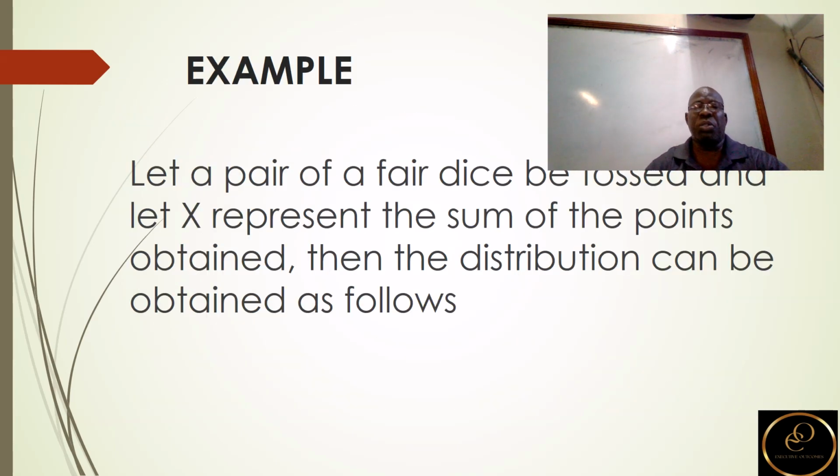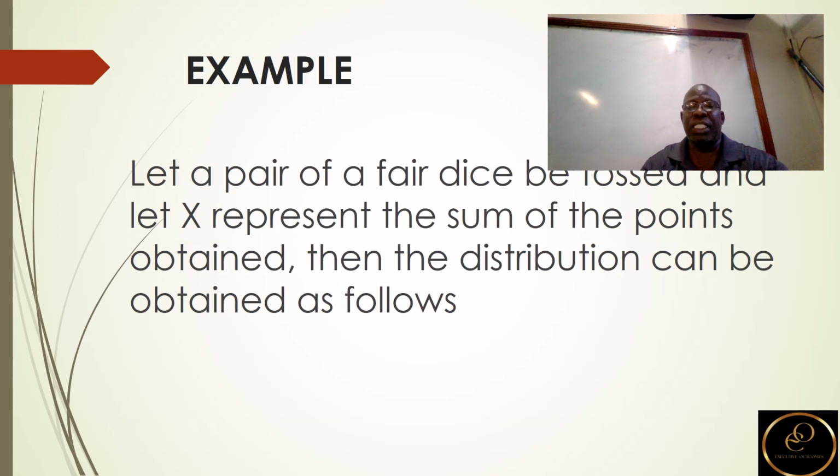Okay, let's look at an example to demonstrate this discrete probability distribution. We make use of this example, which states: let a pair of fair dice be tossed and let x represent the sum of points obtained, and then the distribution can be obtained in the following manner, which I'm going to show you.